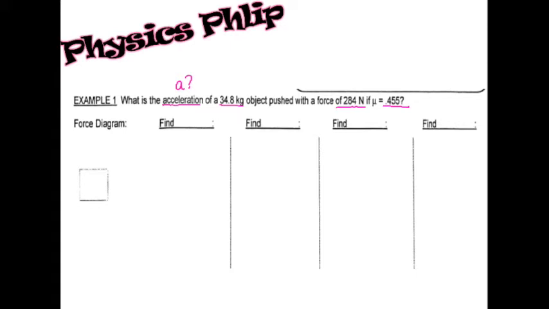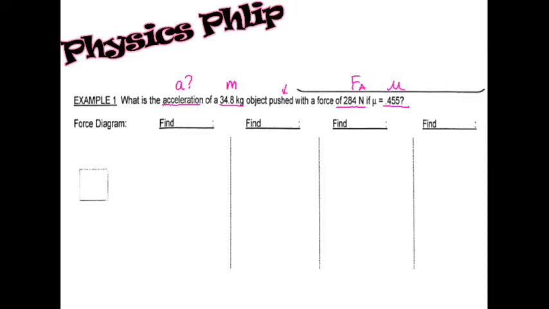It says, what is the acceleration? Acceleration is what we're looking for. 34.8 kilograms. Kilograms measures mass. 284 newtons. We have a lot of kinds of forces. They're all measured in newtons, so you need to read more closely. An object pushed with a force of 284. So 284 is the applied force. And then it tells you the coefficient of friction. But I still like to write that on top because then it all stands out. It's all right here in bright pink. I can tell what I know.